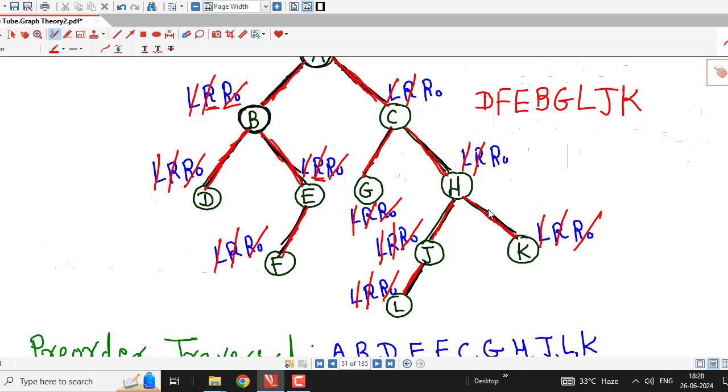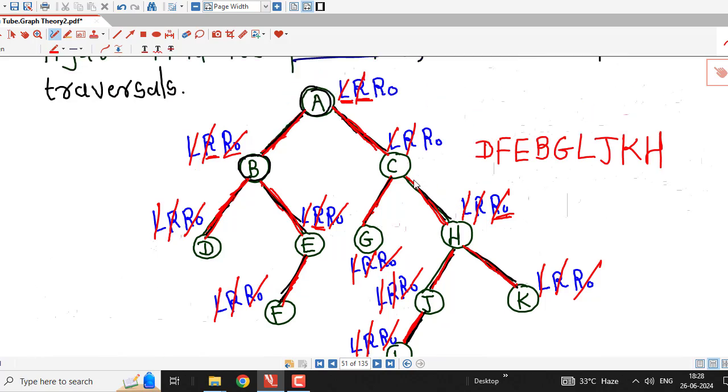Now I go back in this direction. Here pending operation is root, so we process the root capital H. Then we go back in this direction. Here pending operation is root, so we process root C, and then in this direction pending operation is root, so we process the root capital A, and we can count the number of vertices 1 2 3 4 5 6 7 8 9 10 and 11.